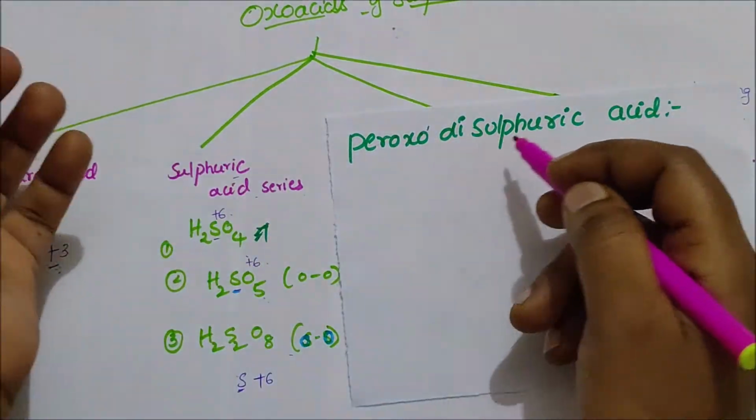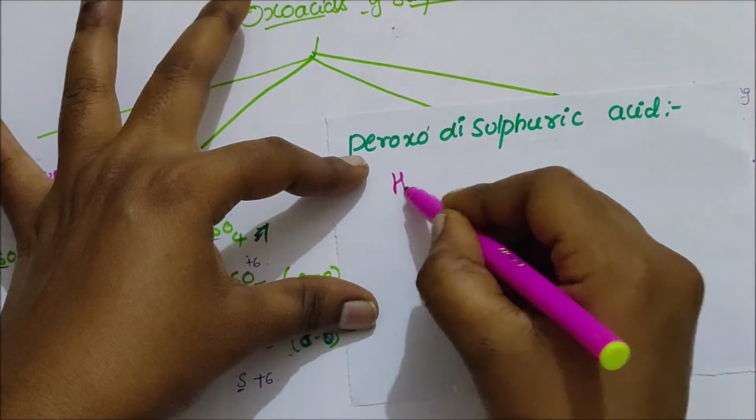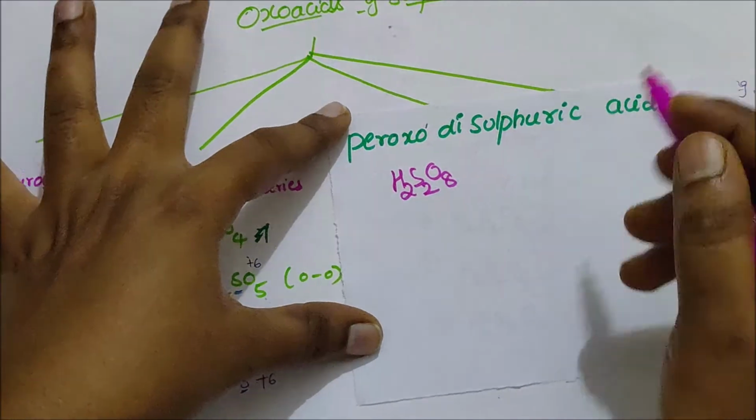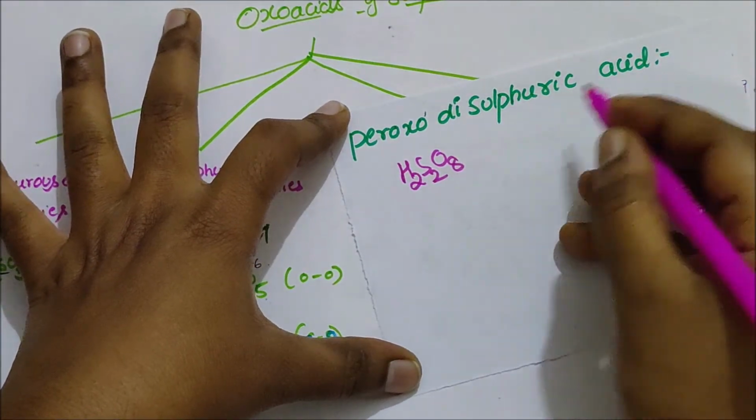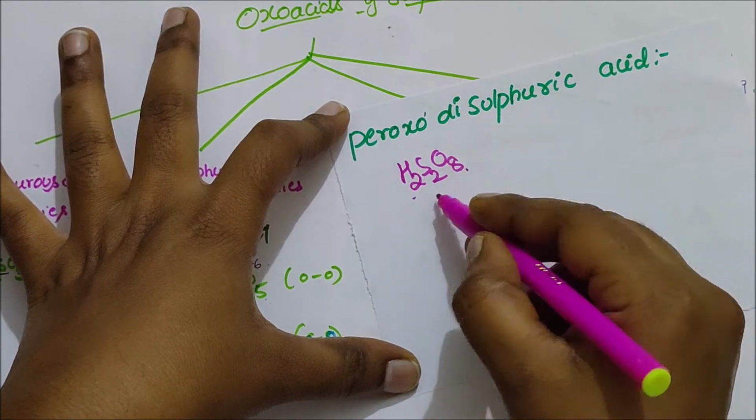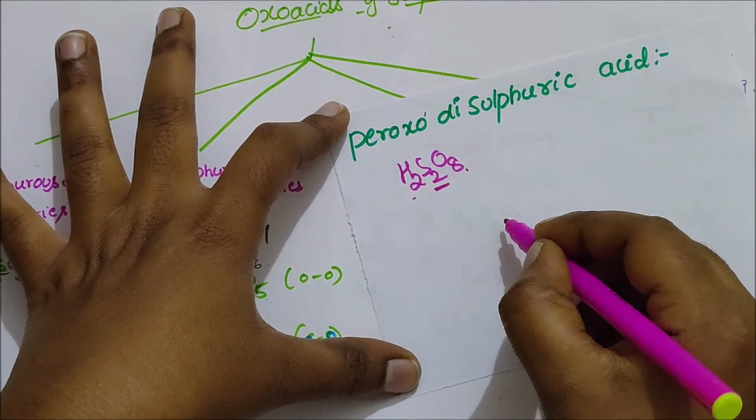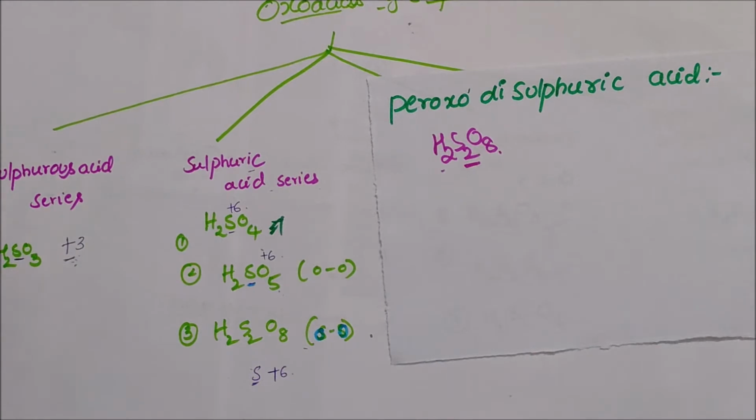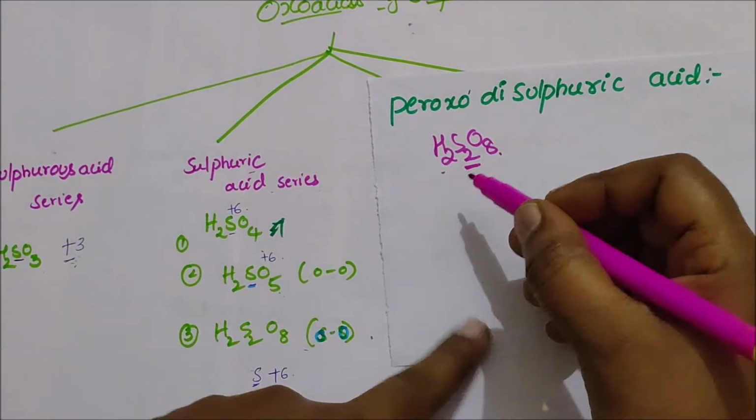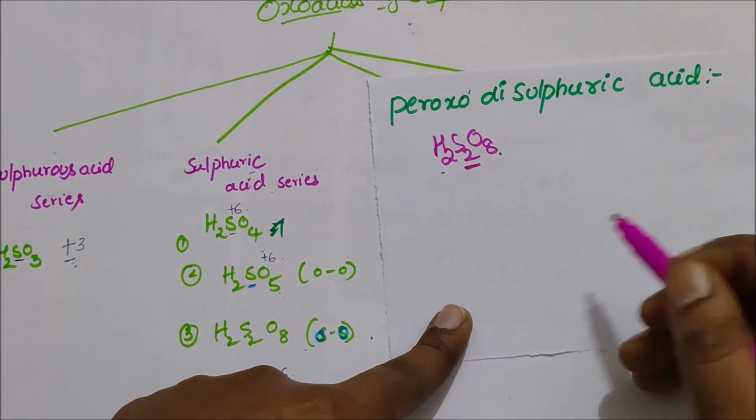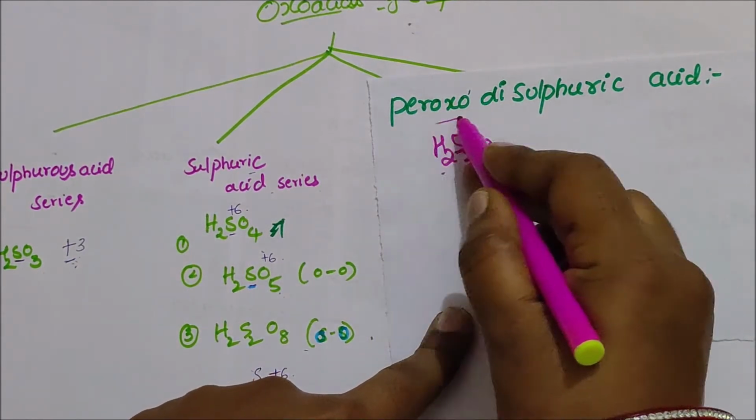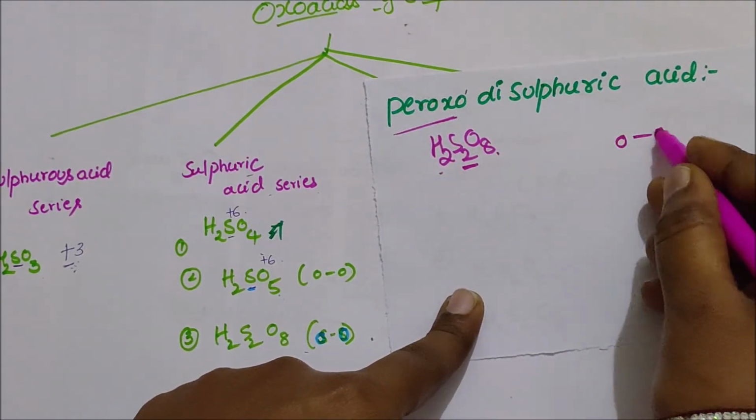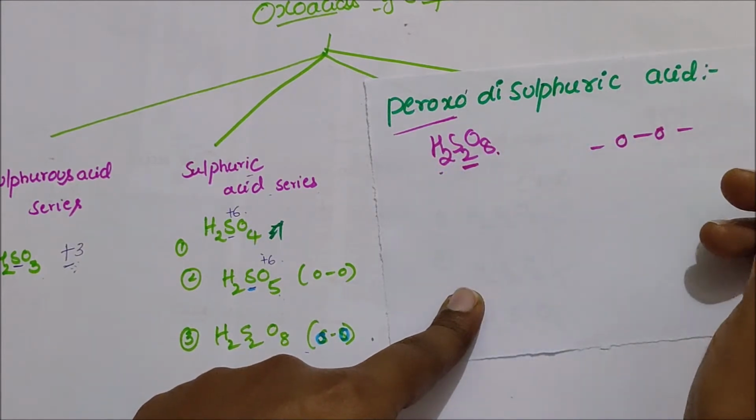What is that? Peroxodisulfuric acid, H2S2O8. We call the name peroxodisulfuric acid. The structure of peroxodisulfuric acid has two sulfur atoms present. The structure can be drawn with a peroxo group, that means two oxygens linked together. This linkage is known as the peroxo linkage.